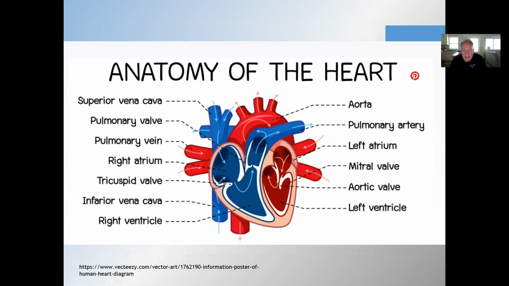So here we see the anatomy of the heart, right? We have the pulmonary valve and the pulmonary vein. We have the right atrium and the tricuspid valve and the right ventricle and the left ventricle and the left atrium and the aorta and the pulmonary artery, excuse me, right? So this is roughly what the heart looks like.